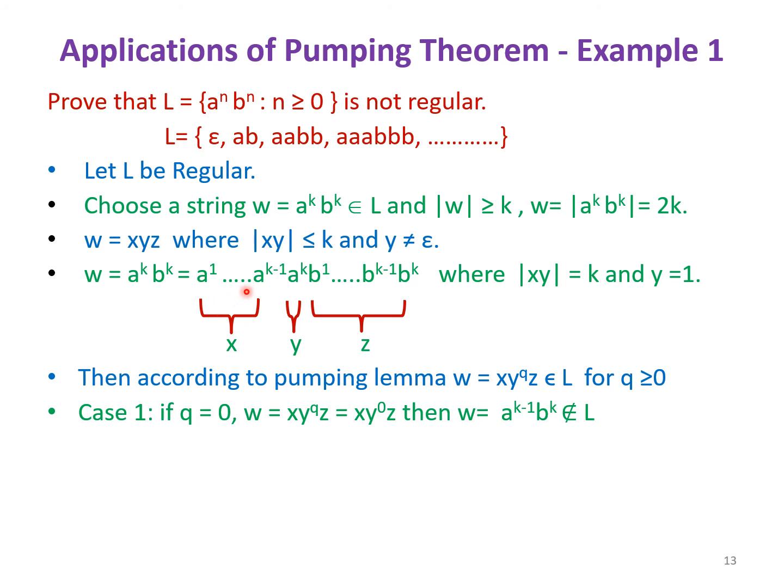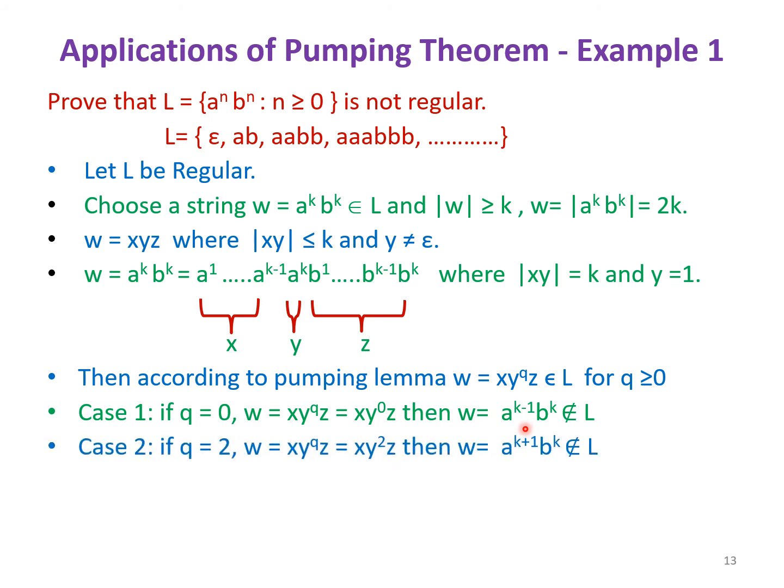x is a raised to k minus 1, that is k minus 1 number of a's. y is 0 occurrences. z is k number of b's, that is b raised to k. This string a raised to k minus 1 b raised to k does not belong to this language because the language states that the number of a's must be equal to the number of b's, whereas in this string the number of a's is less than the number of b's.